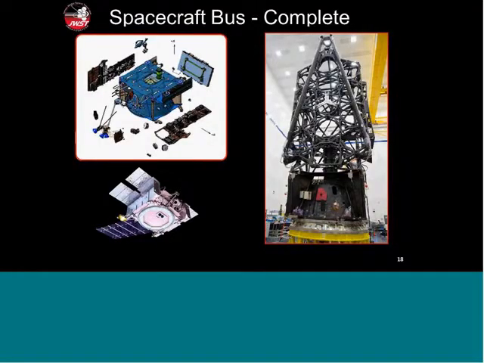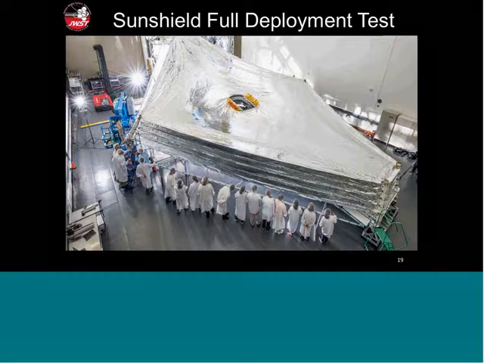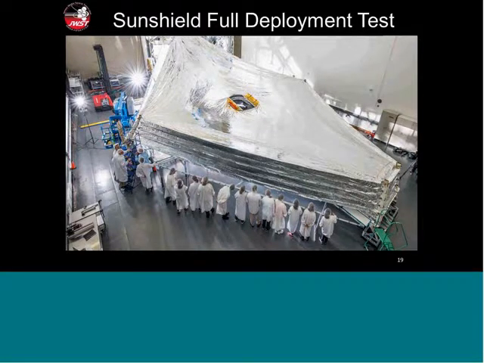Our spacecraft bus is also complete. We have the spacecraft, and the sun shield has now been finalized. This is an image of the test model of the sun shield. We had to build a full-scale test model so we knew how to deploy it and could test the deployment. Also, they were able to pin and fold things so that we didn't get light leaks or any other issues.